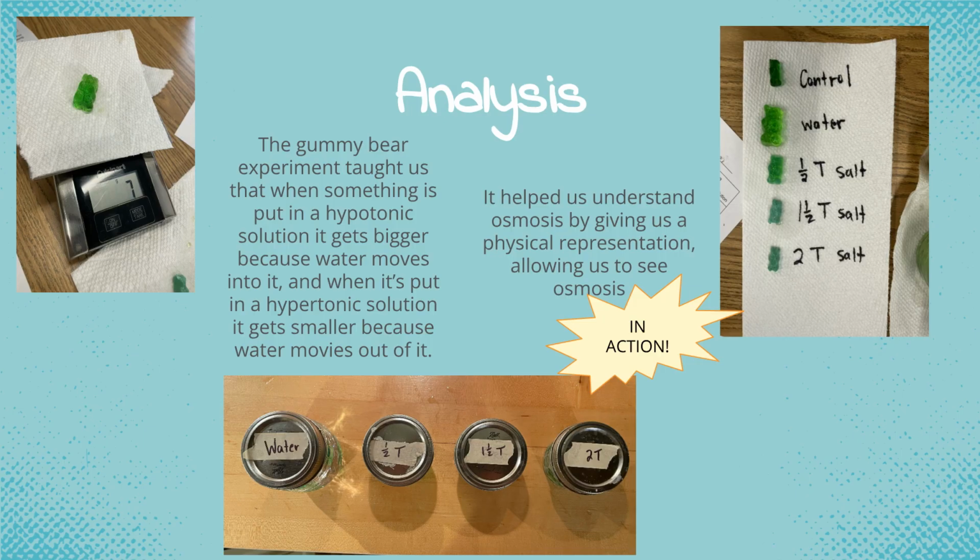Analysis. The gummy bear experiment taught us that when something is put in a hypotonic solution, it gets bigger because the water moves into it. When it's put in a hypertonic solution, it gets smaller because the water moves out of it. They helped us understand osmosis by giving us a physical representation, allowing us to see osmosis in action.